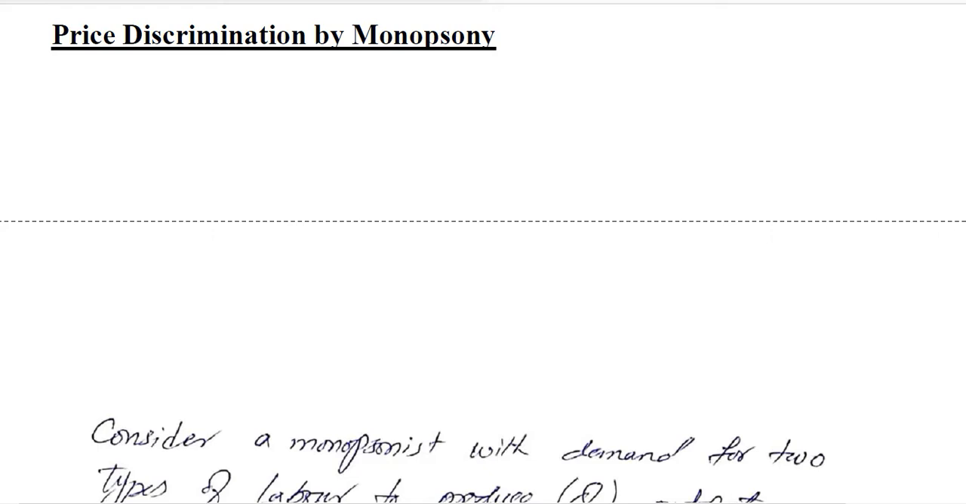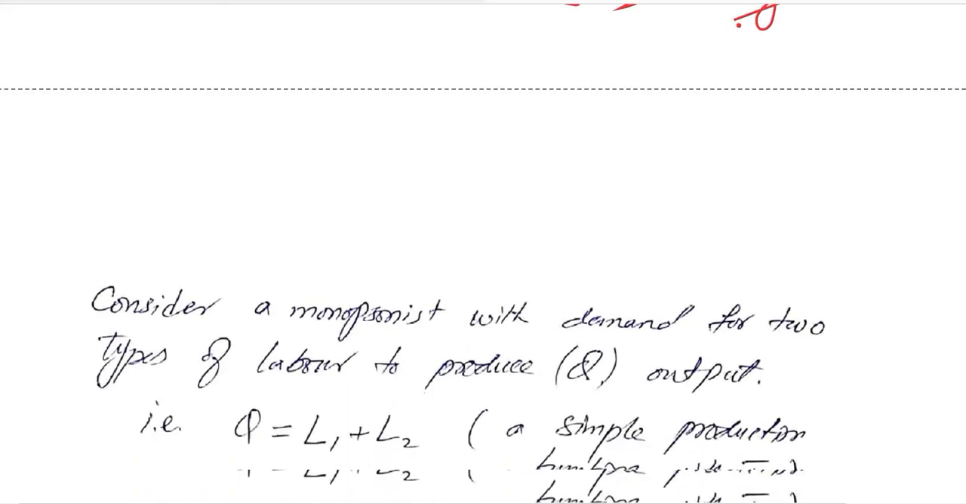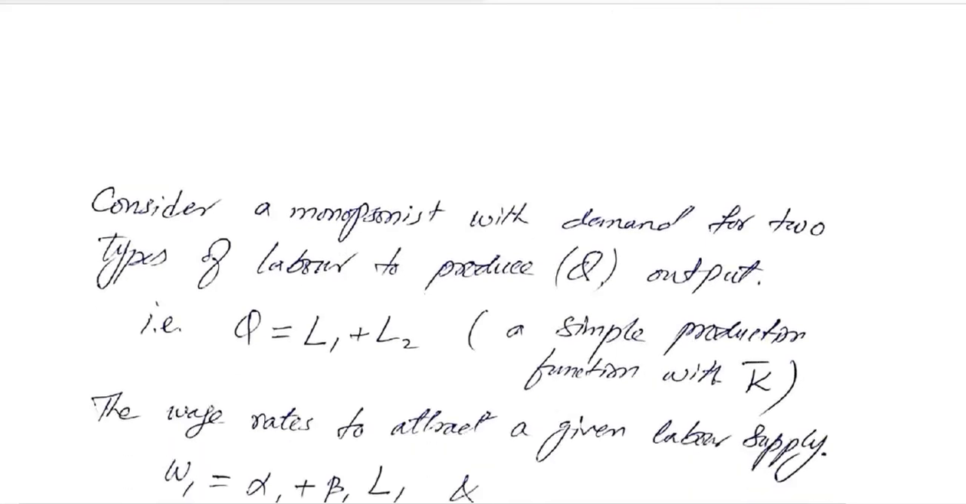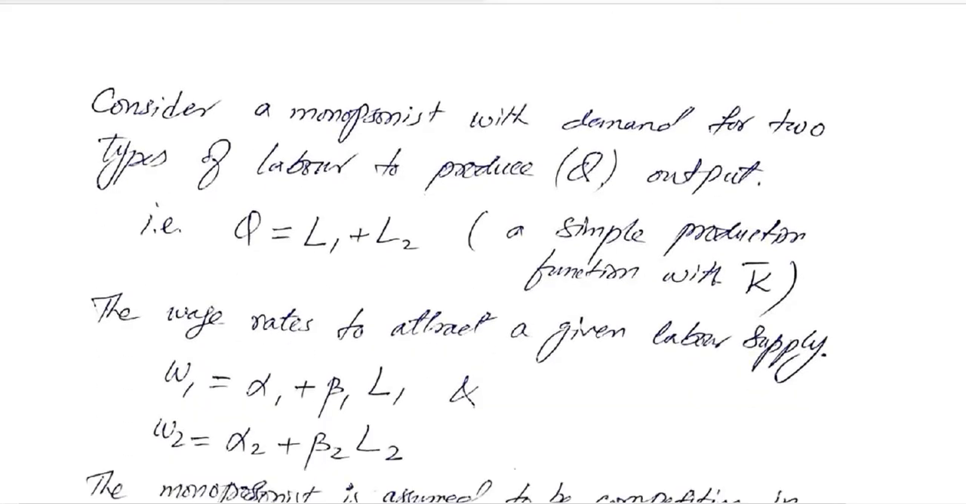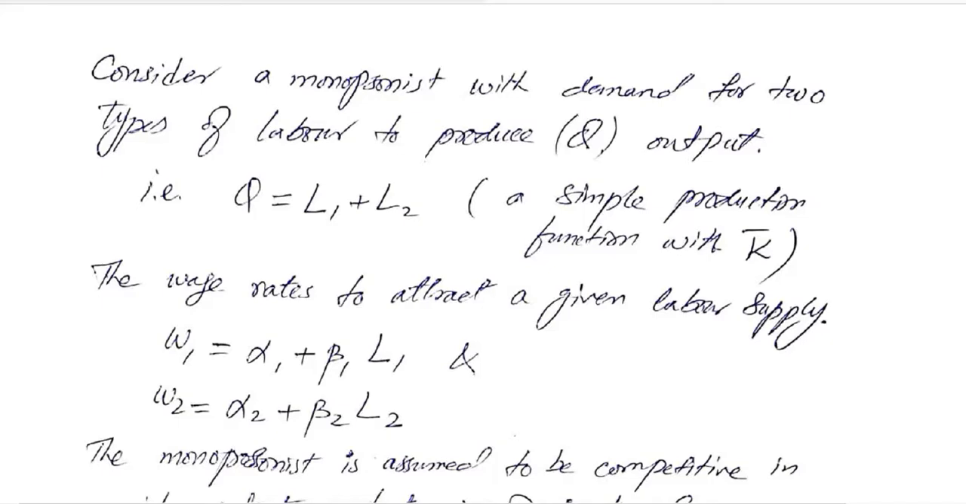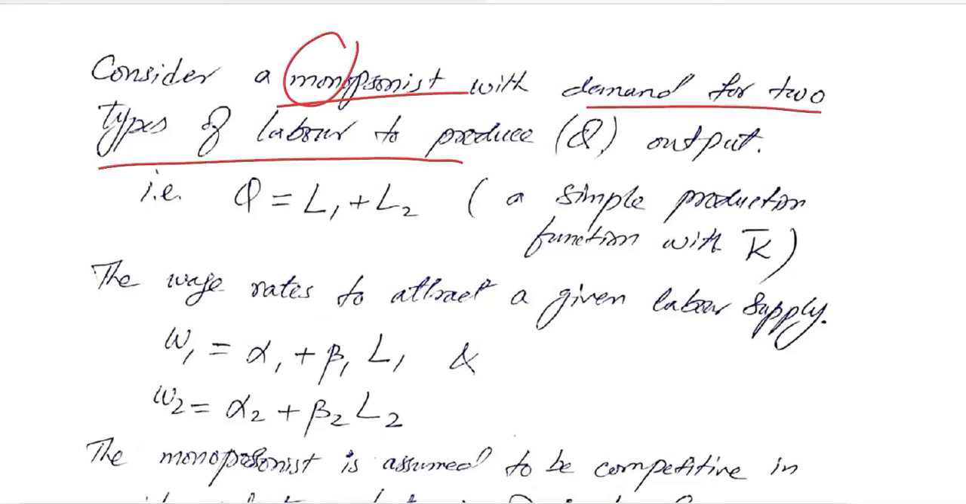Price discrimination can also be done by a monopsonist, not just by a monopolist. We know that a monopsonist is only one buyer in the market, and when there is one buyer, it has a certain situation. Let us consider an example where there is one monopsonist, because he is mono, that is one, and it demands two types of labor to produce a certain level of output, that is Q.